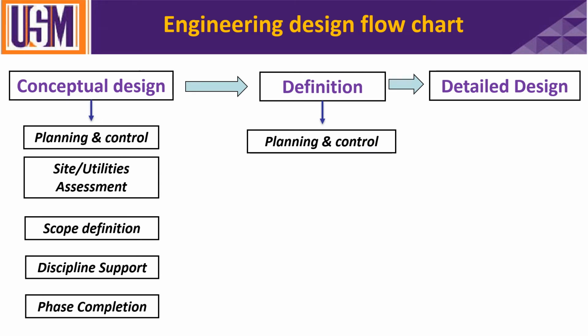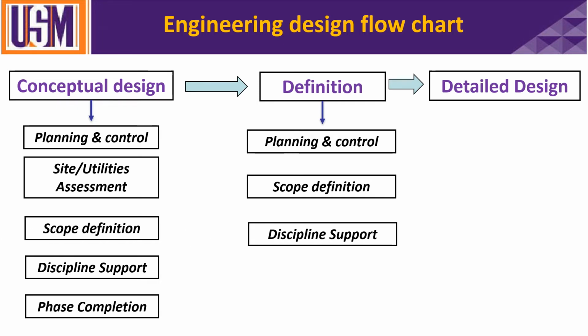What is this? What is this? For each part, you start with planning and control. Then you will have the scope definition, which is a revision of the conceptual design scope. Then you will have the disciplinary support, which in this case is a bit wider. You need to start looking for your vendors. Who are the vendors, the subcontractors that you will need. You'll need also to start looking at the laws, DOSH requirements, Department of Safety requirements, any codes, any standards you need to follow. So you need to prepare these in your definitions. Then you will have the phase completion.